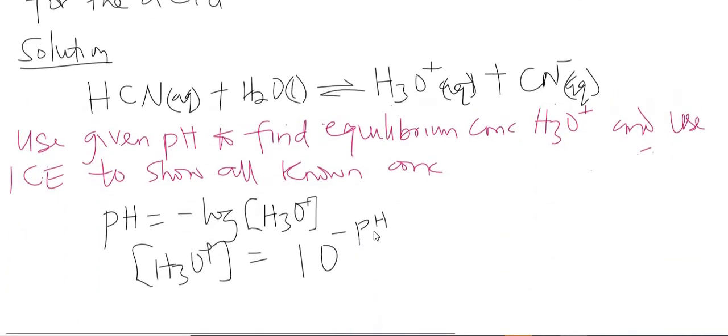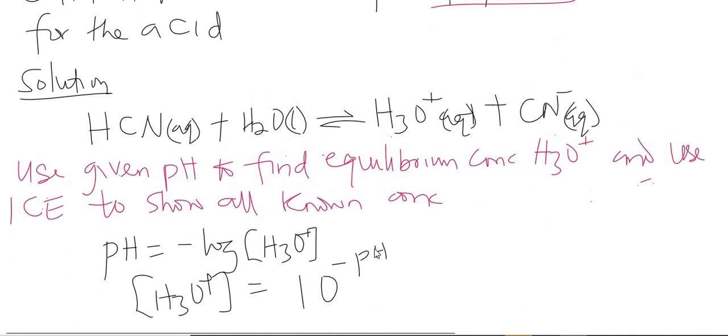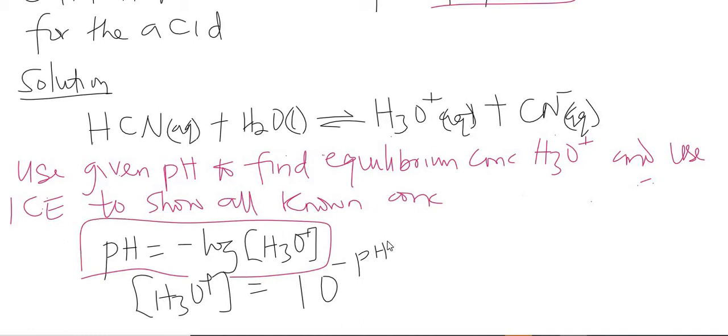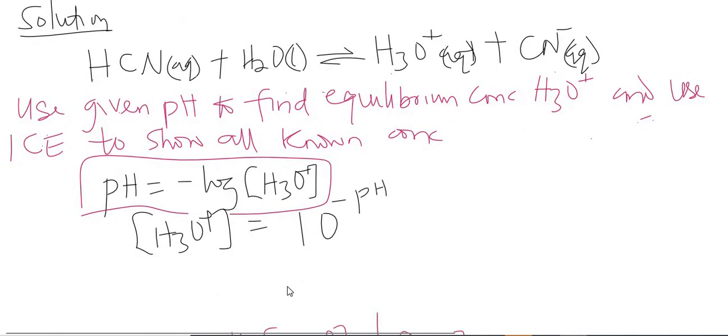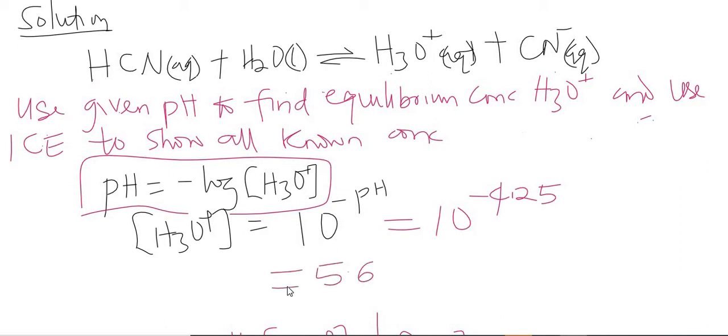The equilibrium concentration of hydrogen ion can be found using pH equals negative log of this. And our hydrogen ion, which is going to be 10 to negative pH, will be 10 to negative 4.25. And that is going to give us something like 5.6 times 10 to negative 5 molar.